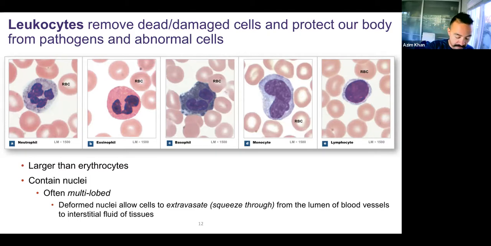Leukocytes, if you recall, are those immune cells. When we say immune cells, that could mean cells that protect our body from pathogens. That's typically what you think of. But our immune system does other things as well. We remove dead and damaged cells like our own cells. Our cells don't last forever. We have to constantly replace them.